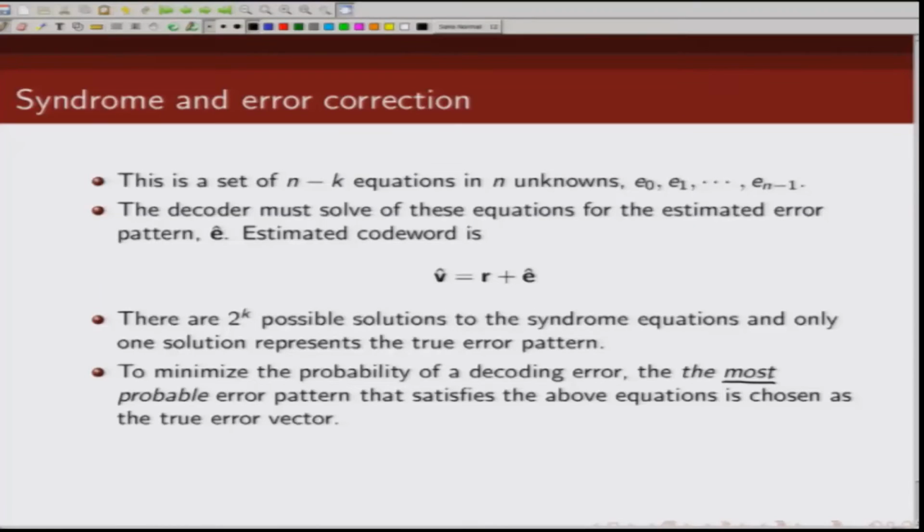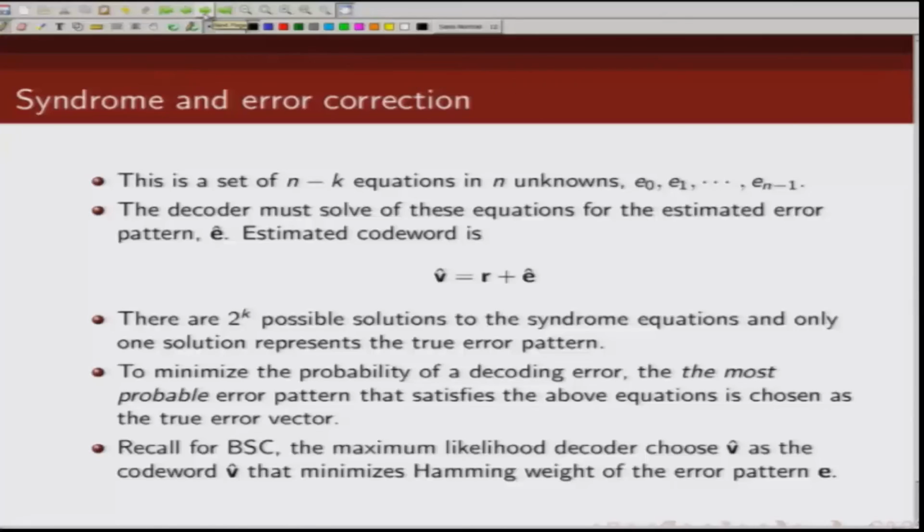Now, how do we choose the most likely error pattern from these 2^k solutions? How do we choose the most likely pattern? That is basically our objective. When we try to minimize probability of error, we want to choose the most probable error pattern from those 2^k solutions of this set of equations.